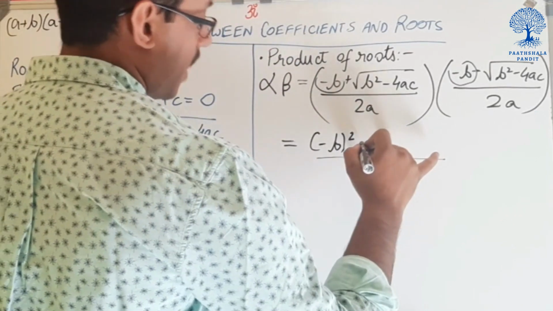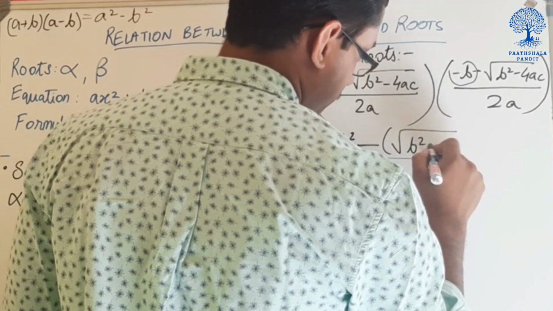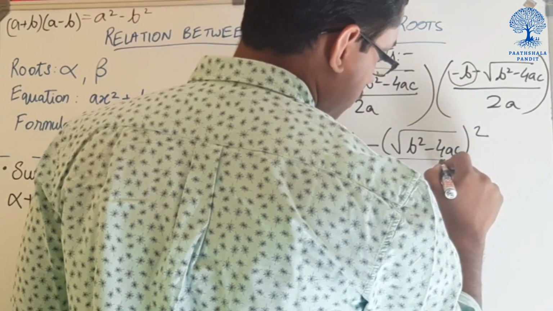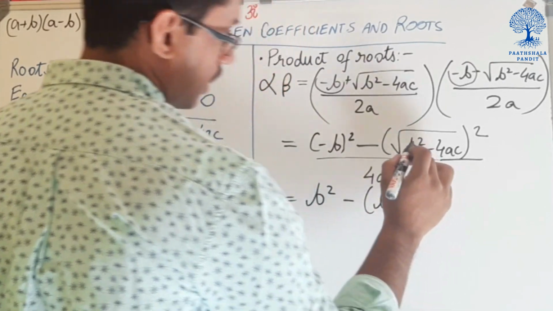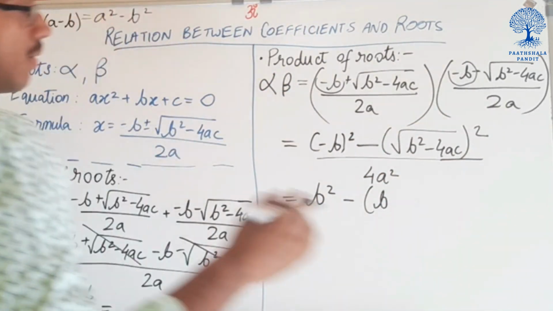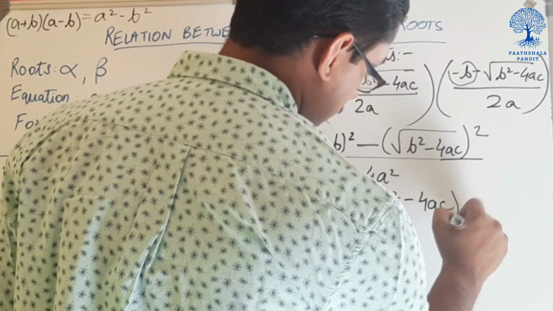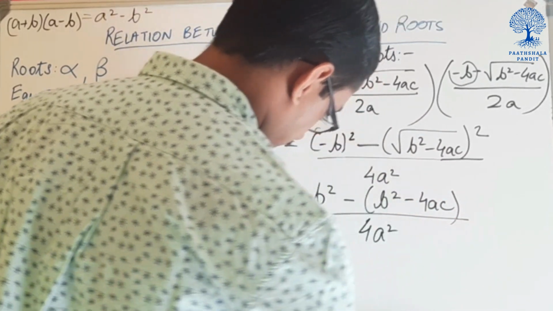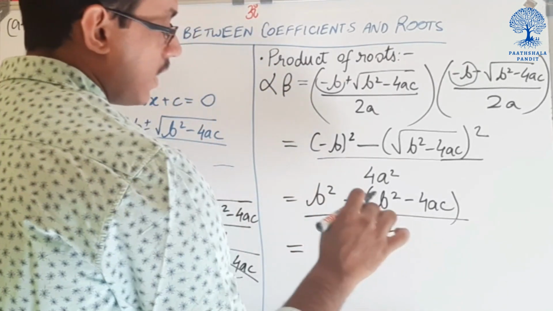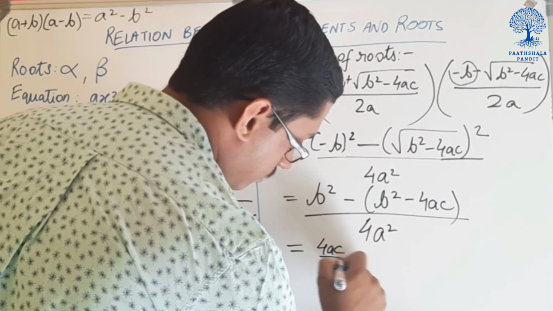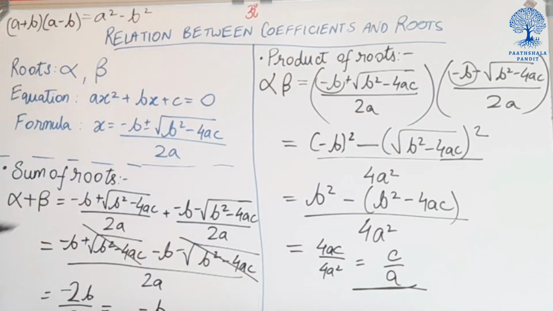minus, as here it is a minus, this thing whole square, root of b square minus 4ac, this thing whole squared, equals b square minus, now see this is a root and this is a square, so both of them will cancel each other and the remaining thing is b square minus 4ac, okay, by 4a square, which will in turn give, now see, b square minus b square will get cancelled and minus minus will become plus, so 4ac by 4a square, which will give c by a. This is the product of roots.